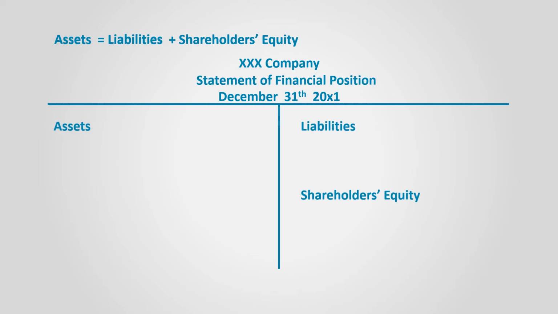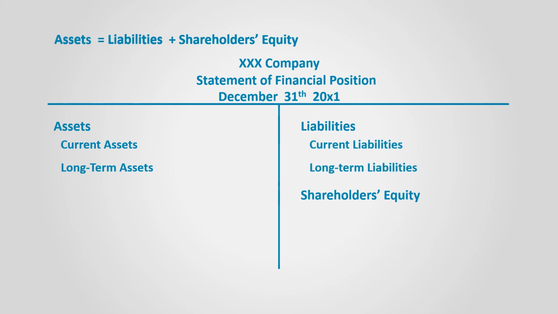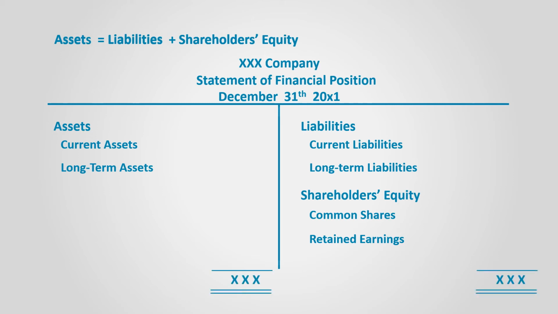Looking closer at the statement of financial position, you will find that assets are classified into current assets and long-term assets or fixed assets. Usually, companies start by presenting the current assets followed by the long-term assets. On the other hand, liabilities are also classified into current liabilities and long-term liabilities. Then, shareholders' equity is presented, which includes common shares and retained earnings, in the case of corporations. Later, we will illustrate other components of shareholders' equity. Of course, both sides must be balanced and equal.